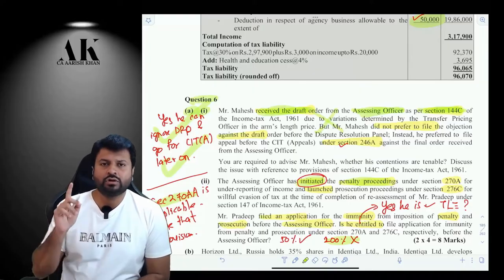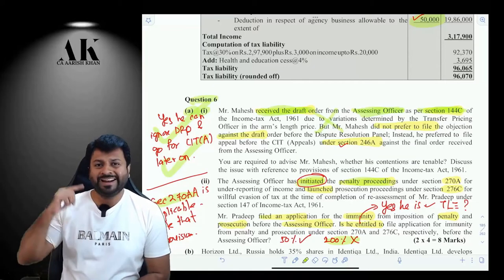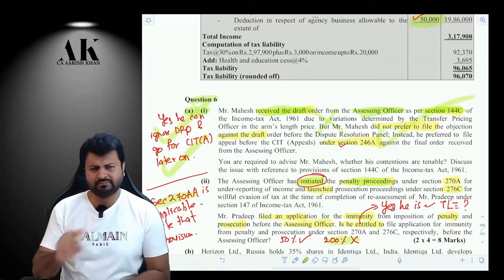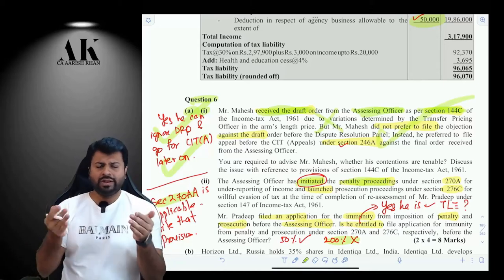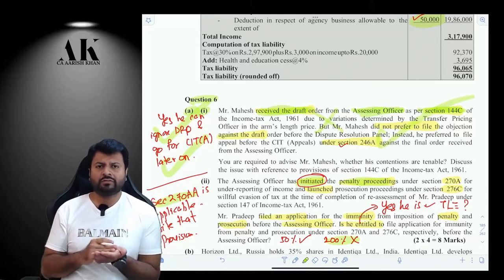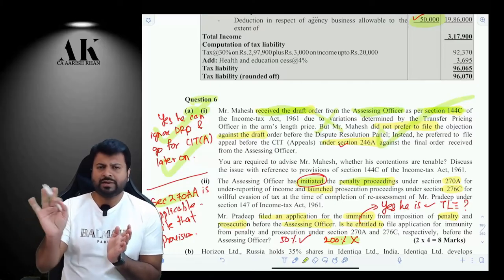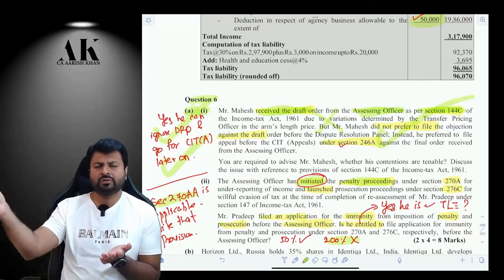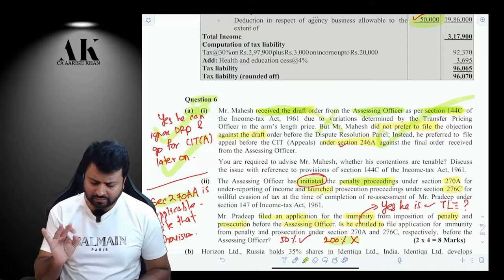The assessee does not want to object to DRP. It wants to directly appeal to CIT appeal. Can he do so? Yes. Nobody can stop him. Whenever the AO's draft order comes, accept that order. The AO will pass the final assessment order, and then you can appeal to CIT appeal within 30 days. Okay, that is allowed. There is no harm in that.